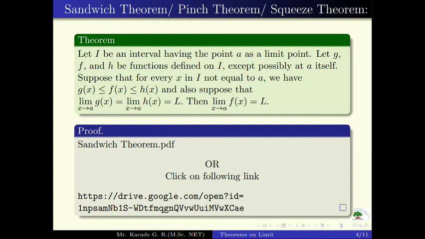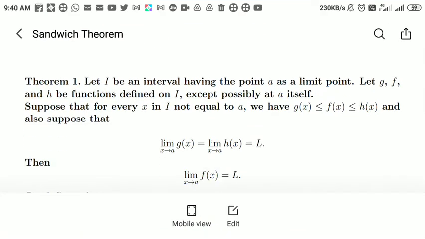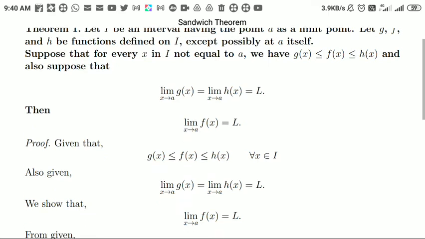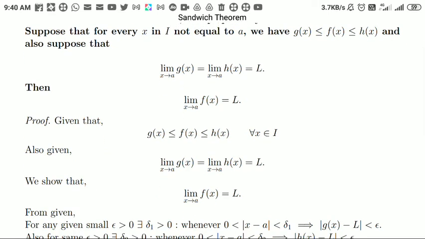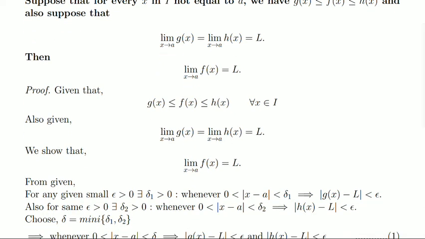Let us see the proof of this theorem now. The statement is already stated, so now we go to the direct proof. Given that the function f(x) is greater than or equal to g(x) and less than or equal to h(x) for all x belonging to I. Also given that the limit of g(x) as x approaches a is equal to the limit of h(x) as x approaches a is equal to L. We show that the limit of f(x) as x approaches a is equal to L.